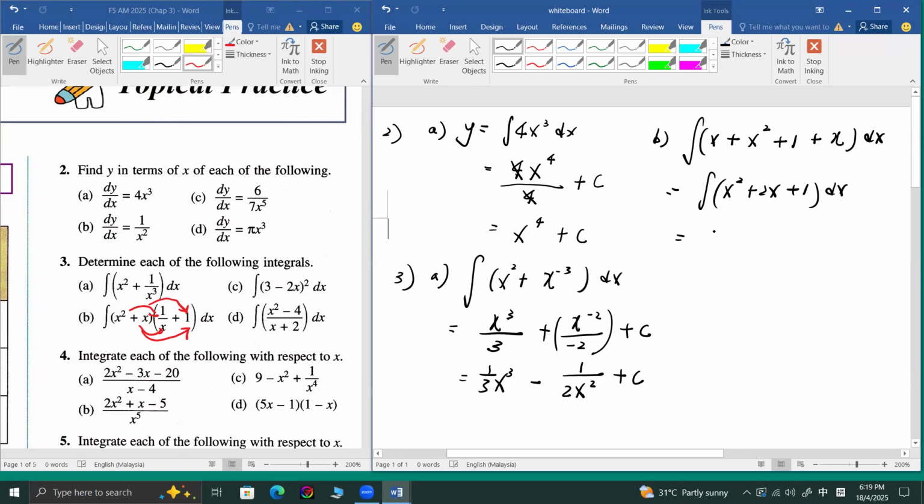Okay, we can start to integrate. 2 plus 1. Then the x to the power 1, 1 plus 1. And 1 only by itself, you put x, then plus c. Here you get 1/3 x cubed. Simplify this: x squared plus x plus c. Okay, can I say?